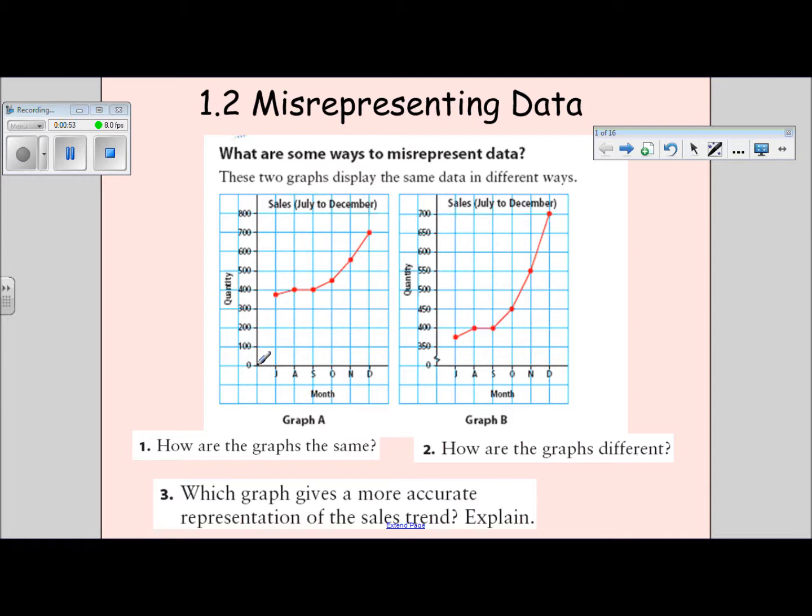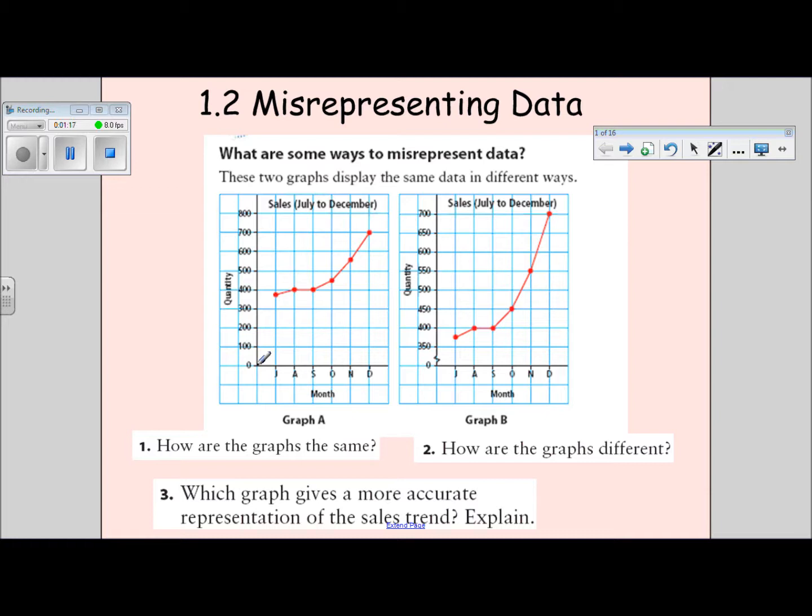Which graph gives a more accurate representation of the sales trend? We could say that the graph on the left shows a better representation of the sales because it's actually what's happening. Over the last few months it's gone up, but not as drastically as it looks like in the graph on the right.